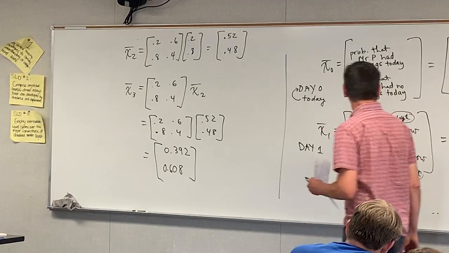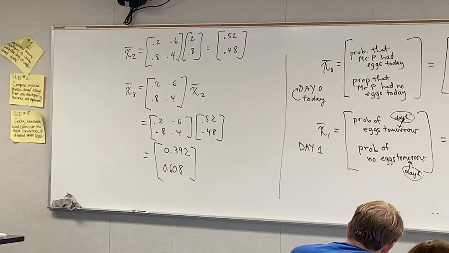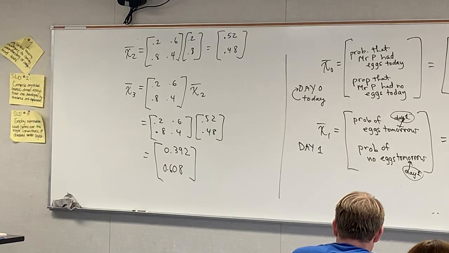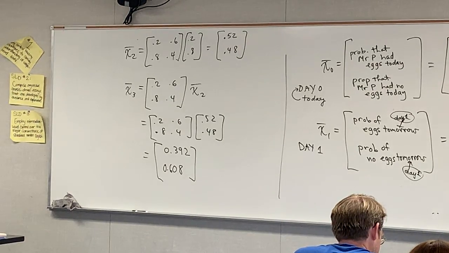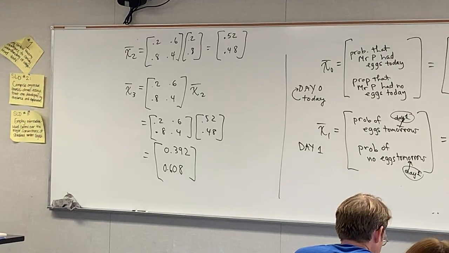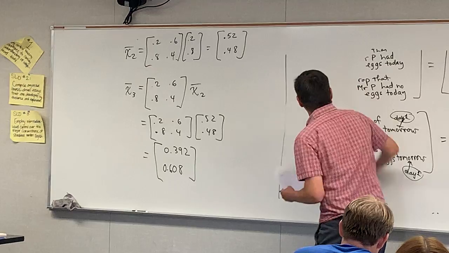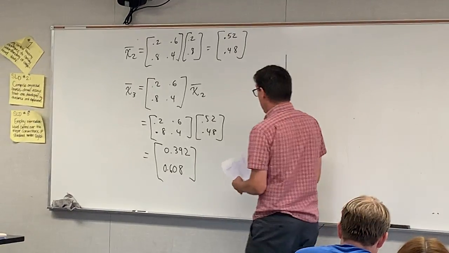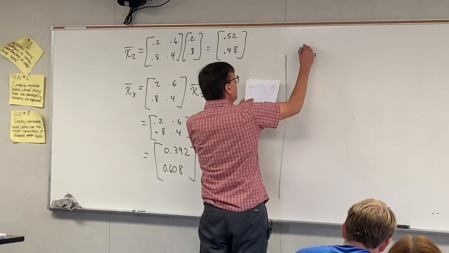Okay. And what we're interested in here is, is there any kind of trend? Is this going somewhere? Are these probabilities going to just head somewhere, or are they going to stabilize in some way?